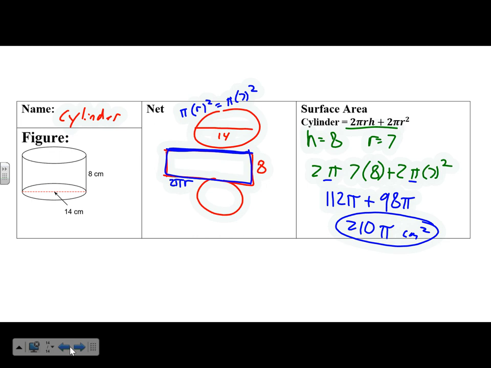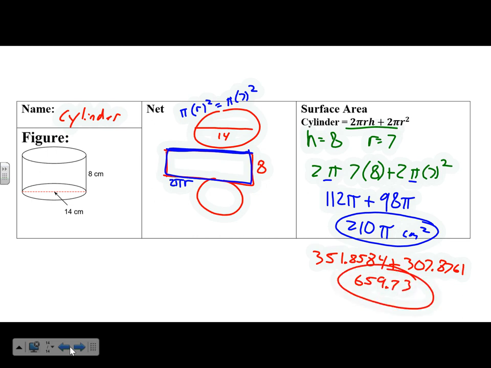So 2 times pi times 7 times 8 is 351.8584. Then 2 times pi times 7 squared is 307.8761. And then add those together is 659.73 centimeters squared.